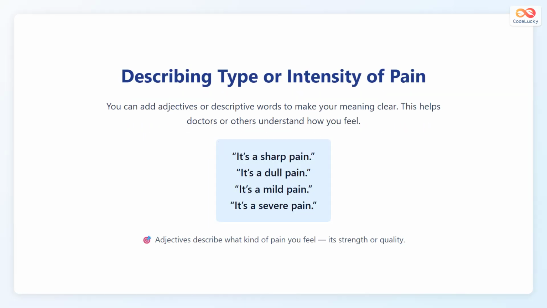To make your description clear, you can add words that describe the type or strength of pain. For example, say, "It is a sharp pain" when it feels sudden and strong. Say, "It is a dull pain" when the pain is constant but not very strong. You can also say, "It is a mild pain" for small discomfort, or "It is a severe pain" for very strong pain.